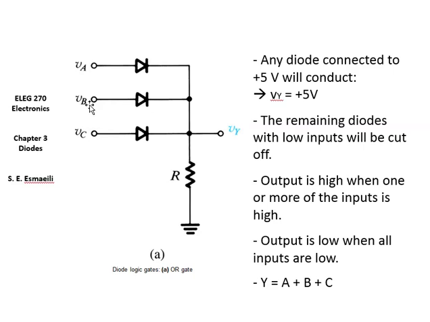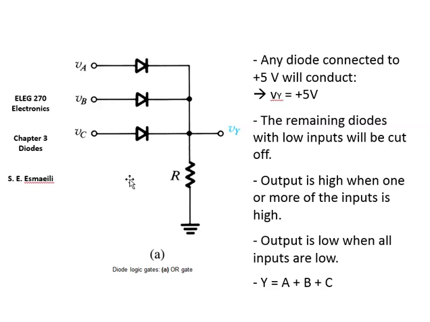If any of these inputs, VA, VB, or VC, are 5, the output will be 5. And the other 2 could be 0 with no problem, so their corresponding diode will be off, and your output will be 1. Only if all of them, VA, VB, and VC, are 0, then Vy will also be 0. So this can easily create an OR gate for us, right?